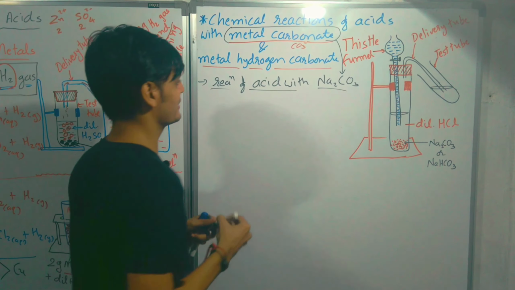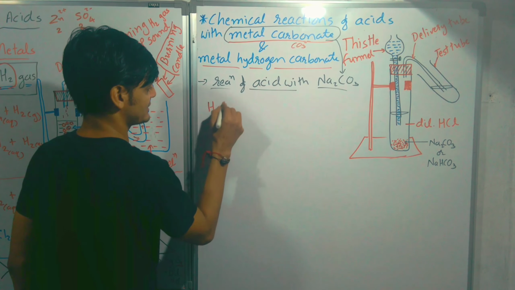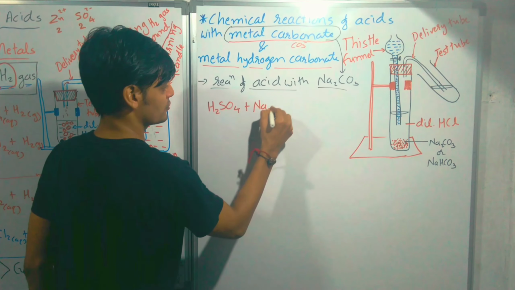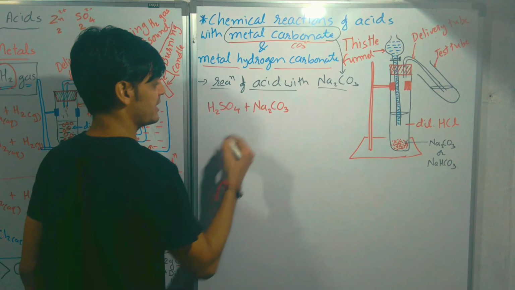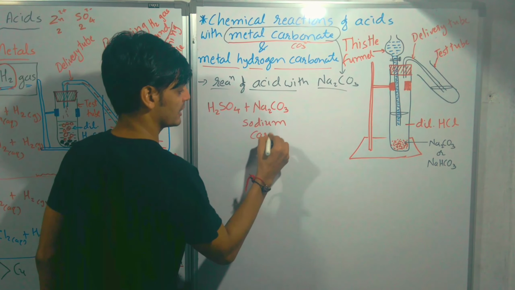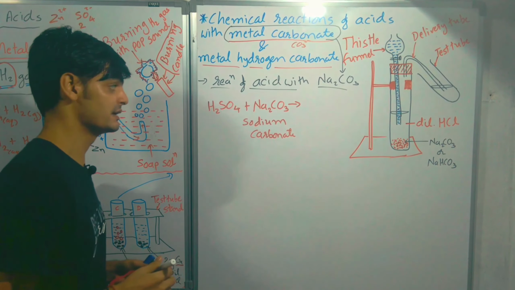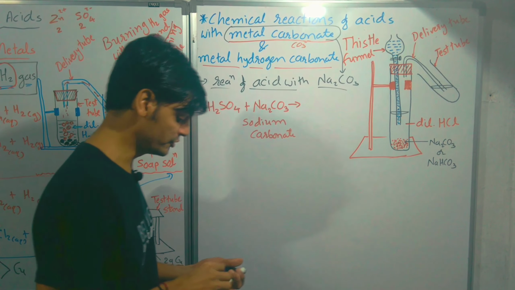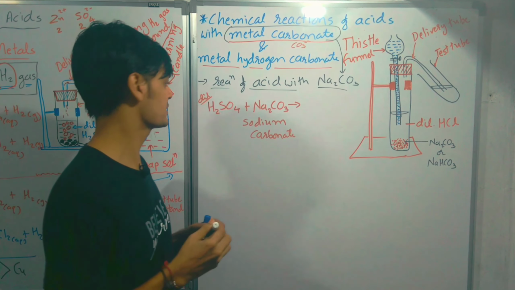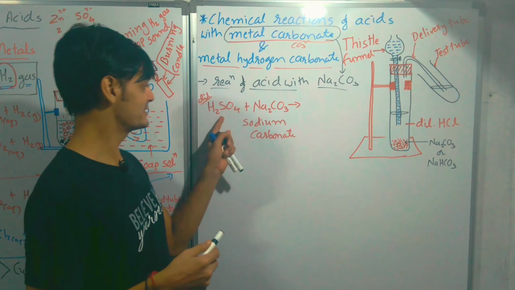For example, we are taking H2SO4, sulfuric acid, reacting with Na2CO3. What is the name? It's sodium carbonate. So what will form? Already I told you, let me write here dilute. You can also take concentrated. Already I told you that it has a basic nature and this is an acid.